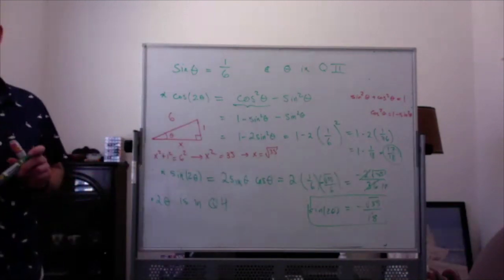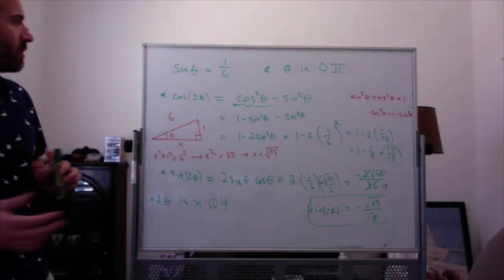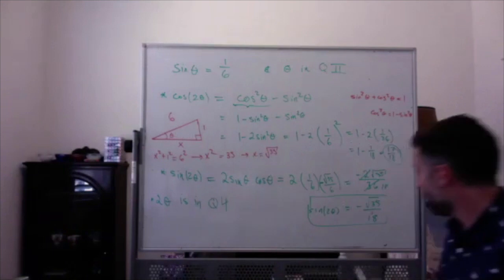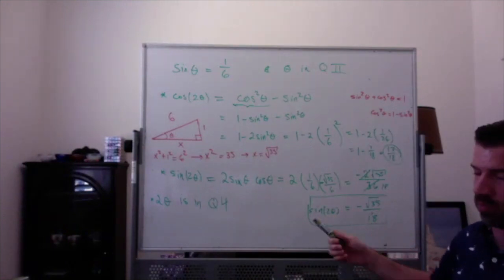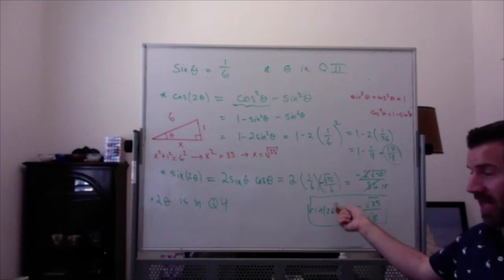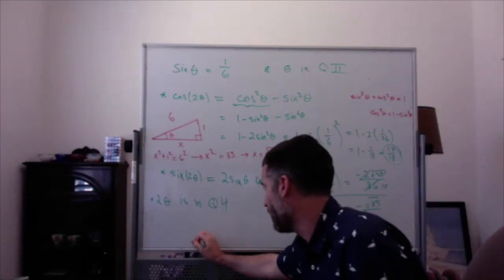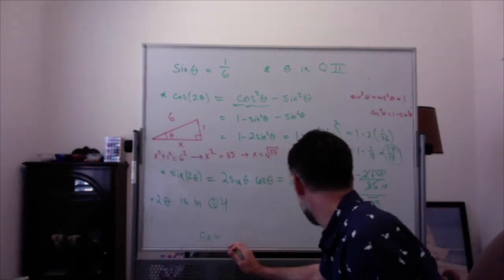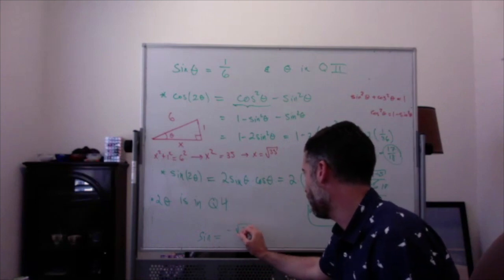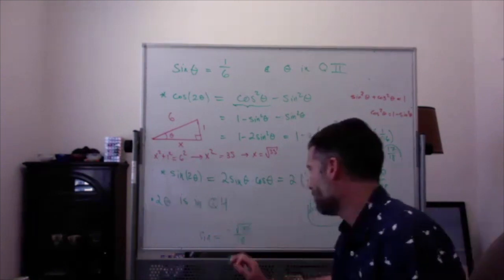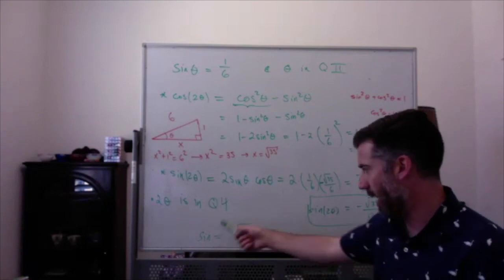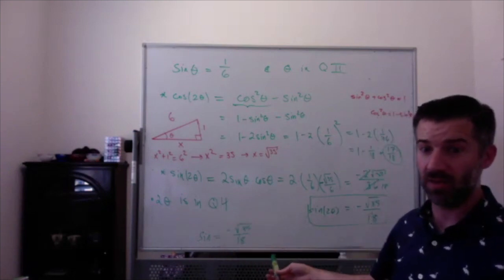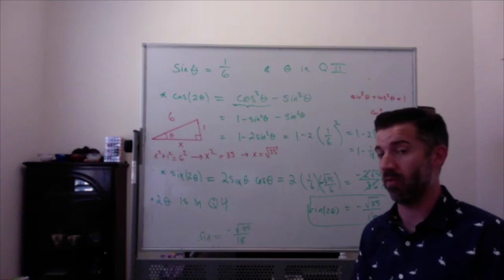The other thing I wanted to mention is that it's really important when you're writing sine of 2 theta is equal to negative root 35 over 18 or whatever, that you actually write the angle in there. If you just write sine is equal to negative root 35 over 18, it's just not quite right, right? There needs to be a sine of what? Do you mean sine of theta? Do you mean sine of 2 theta? Do you mean sine of 45 degrees?